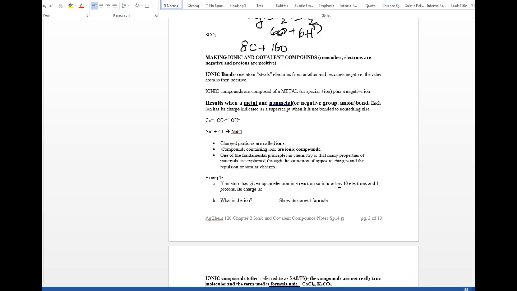So if I go and look at the periodic table for the atomic number of 11, I'm pretty sure that's sodium in the left column. So it's a sodium ion, and it would be written Na+, like that, because it's a plus 1.